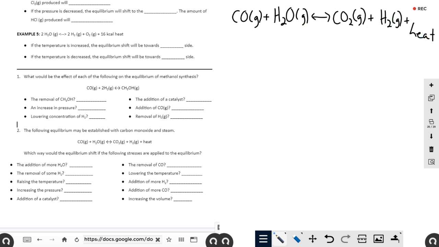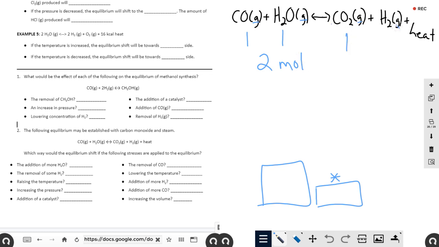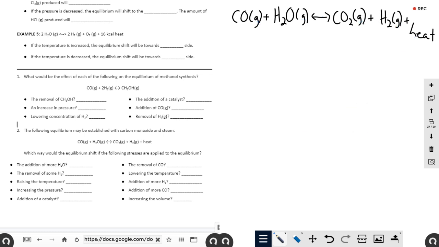All right, so let's go here. Increasing the pressure. So remember, we talked about this, right? So let's look. We have gas coefficient of 1, gas coefficient of 1. That's 2 moles of gas on the reactant side, right? Then we have gas coefficient of 1, gas coefficient of 1. This is not a gas, so 2 moles on this side. So which way does it shift? No shift. Okay.